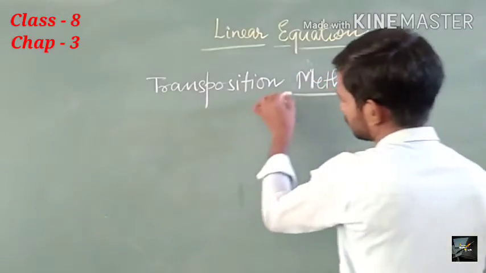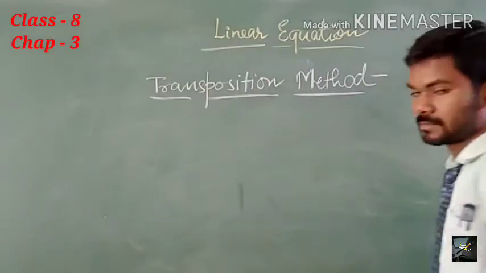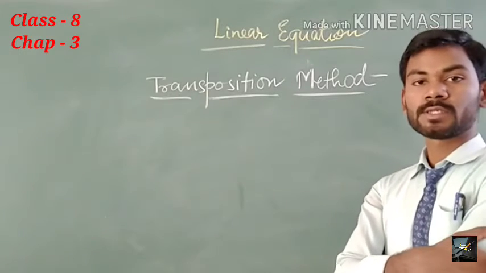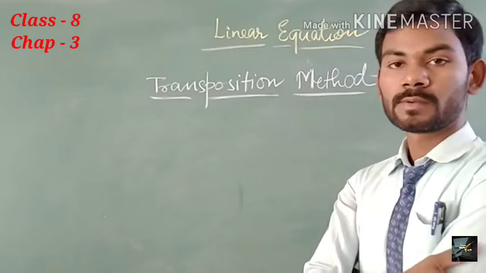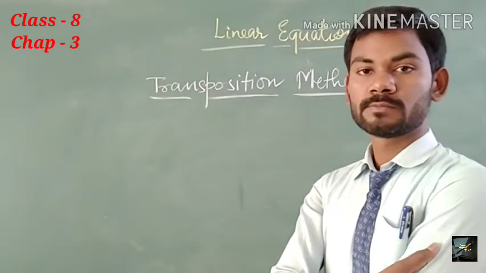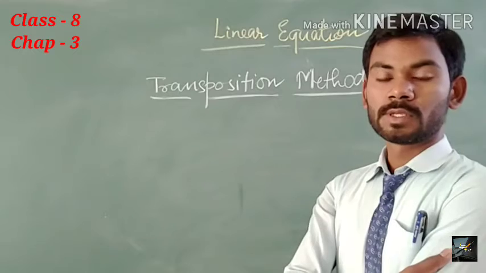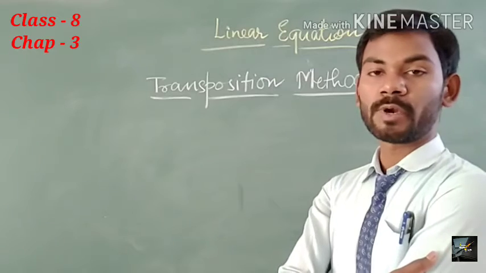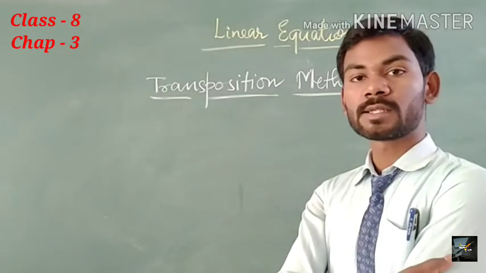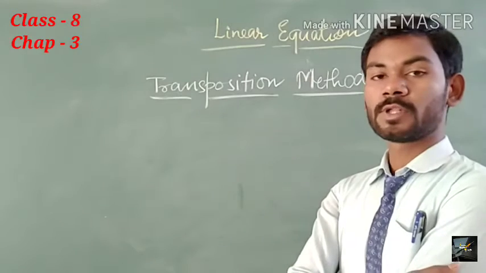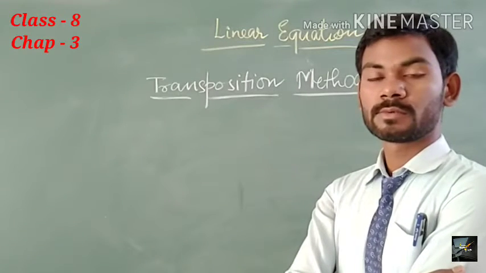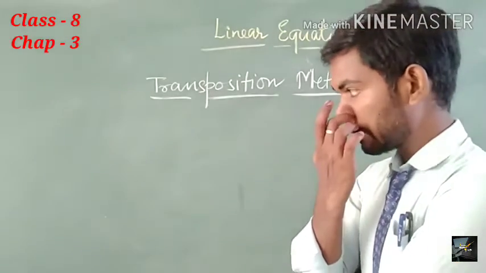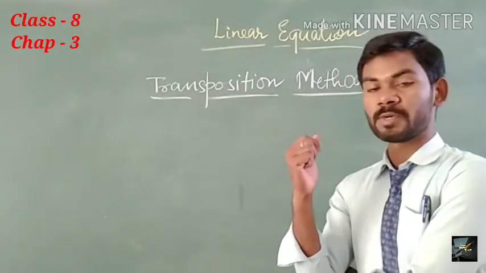Transposition method. From the name it is clear that transposition means, in order to solve the problem, we use an idea in which we transfer the quantity to either side of the equation through equality. So let us see what happens in the transposition method.